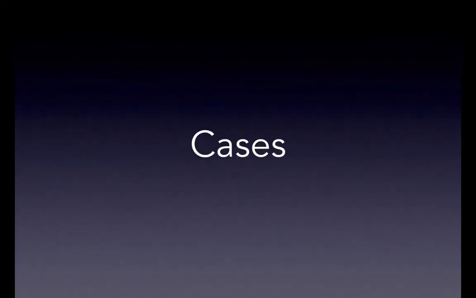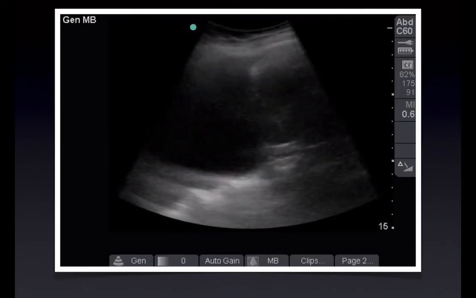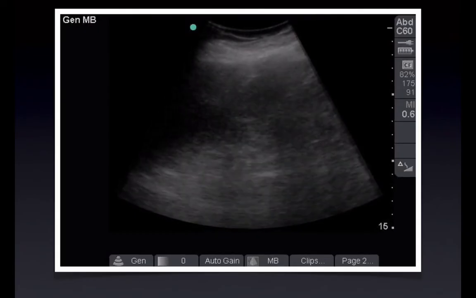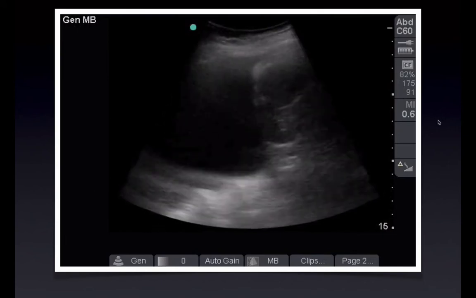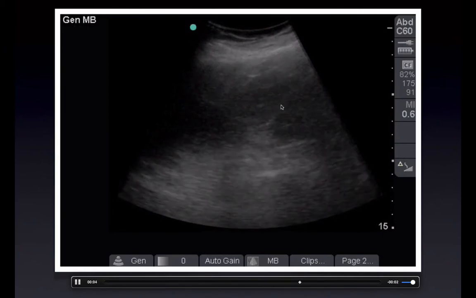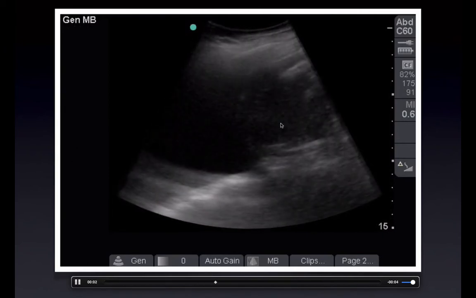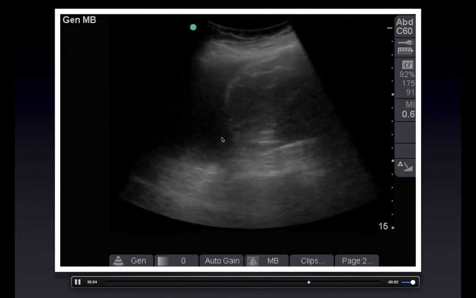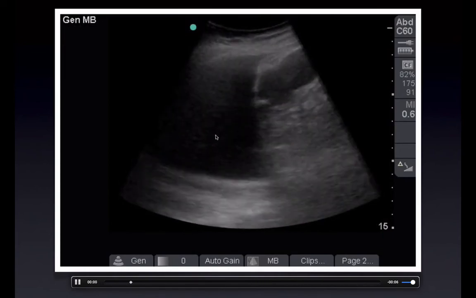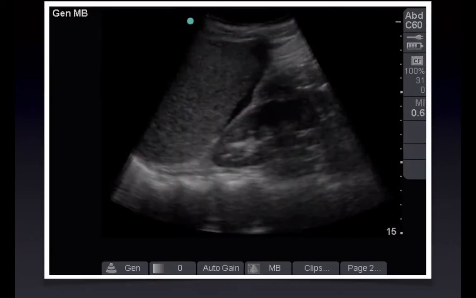All right, so let's run through some cases here. This is a left upper quadrant. We're going to see a bit of the kidney here, spleen, and we talked about the mirroring effect. So if you think about it, you have loss of mirroring. There's an anechoic area right there. So that's a large hemothorax.